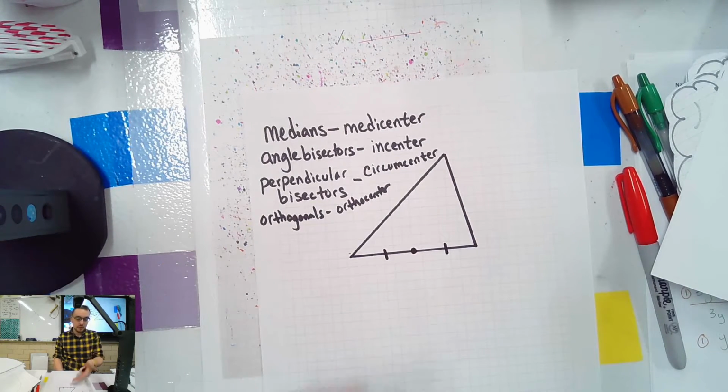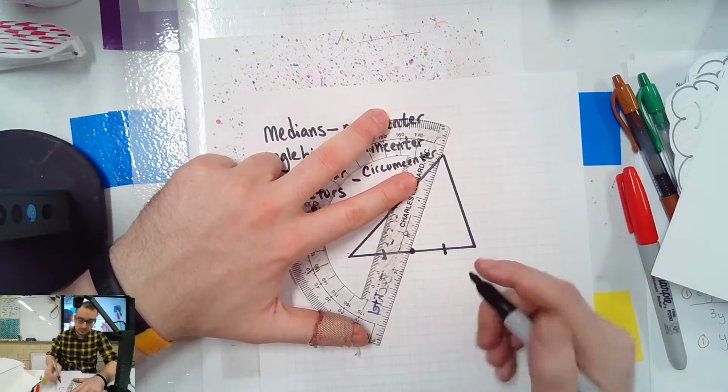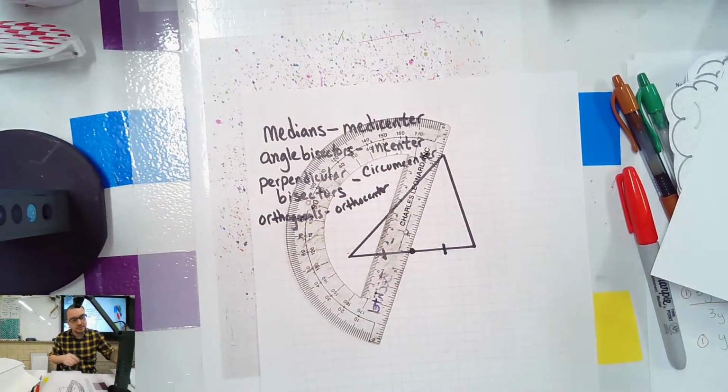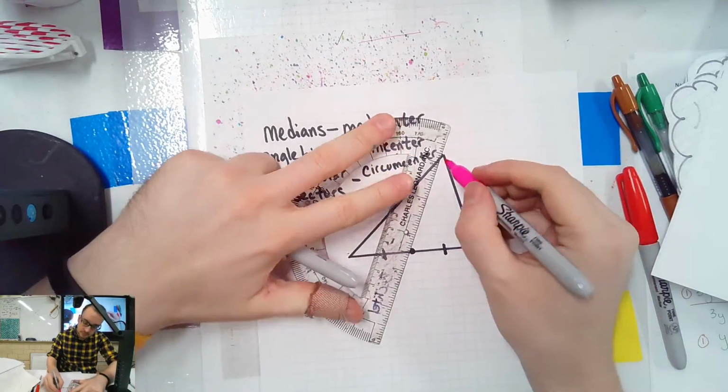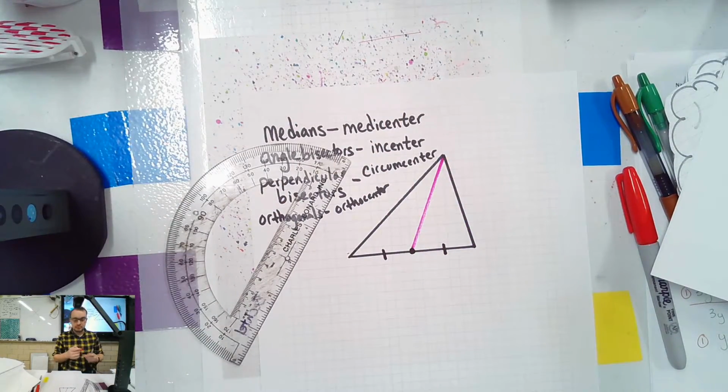And once you found one of the midpoints, you can connect it up to the opposite vertex, and now you've got a median, right? So by drawing this line, which I'll do in pink, that's a median. That line.